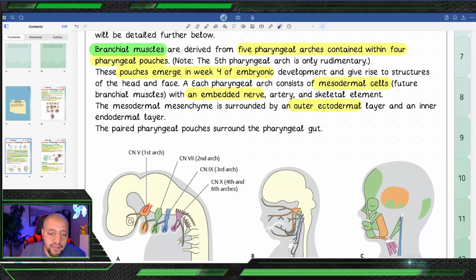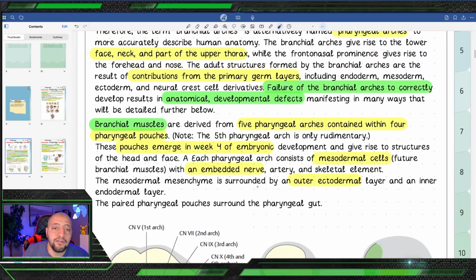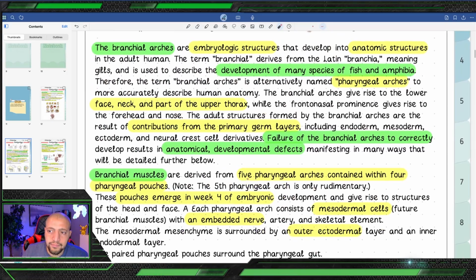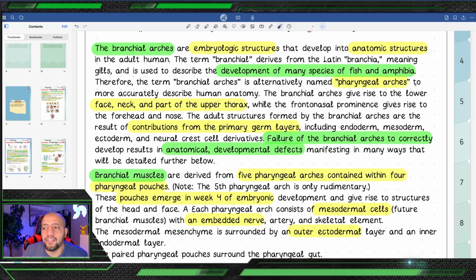Okay, so as you can see, the color here represents how it will end at the end. So I will try my best to explain it as a story. At the end, I will give you one slide with all the information that you need to memorize. Okay, so let's go back to the pharyngeal arch.